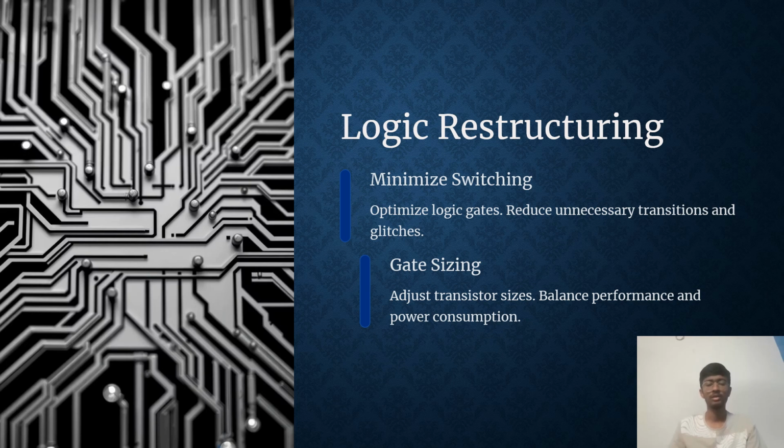Logic restructuring. Logic restructuring involves a reorganization of the logical flow of a system or process to improve efficiency, clarity, and effectiveness. First, minimize switching. Optimize logic gates, reduce unnecessary transitions and glitches. Second, gate sizing. Adjust transistor size to balance performance and power consumption.